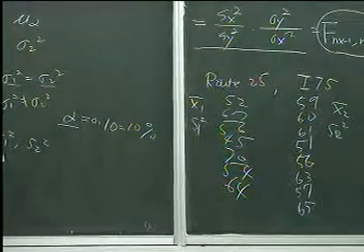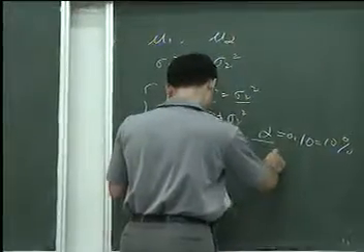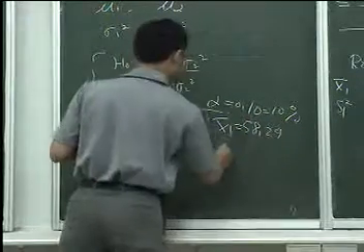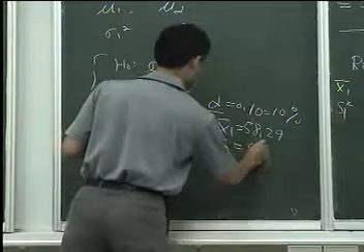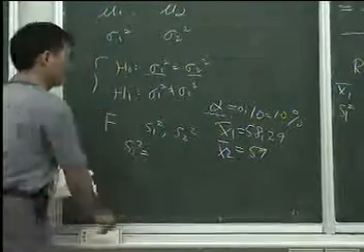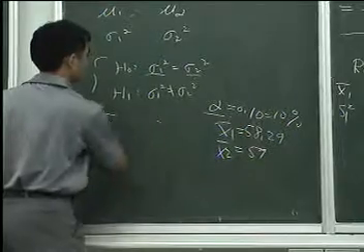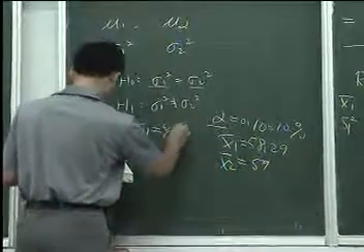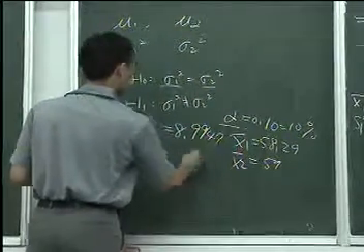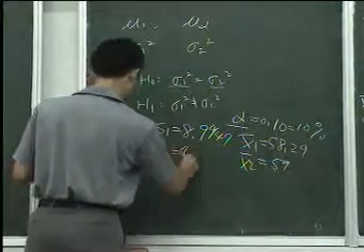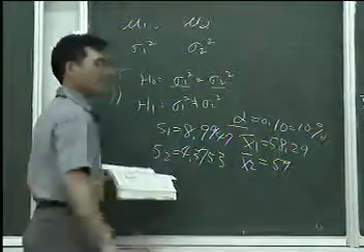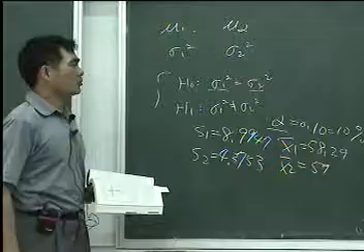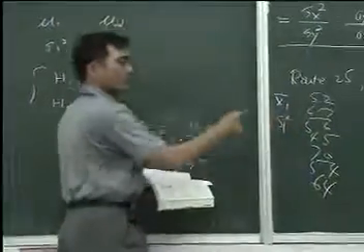So from the question, we know x bar 1 is equal to 58.29. X bar 2 is equal to 59, okay? And S1 is equal to 8.9947. And S2 is equal to 4.3753, right? So this is what we have. Then it should be easy to get S1 squared and S2 squared, right?